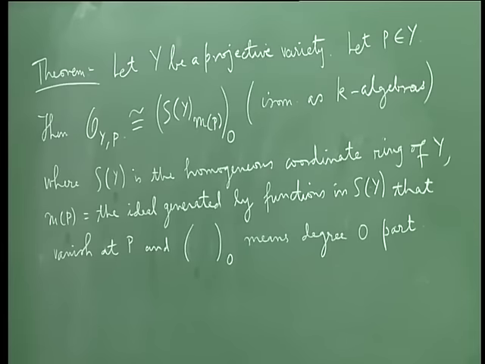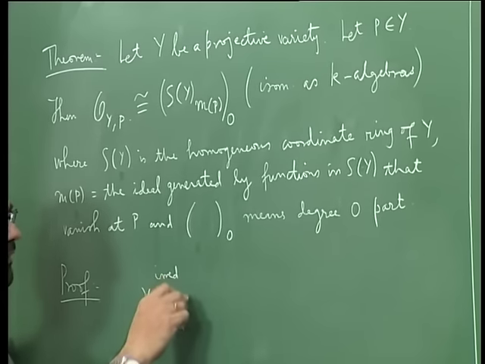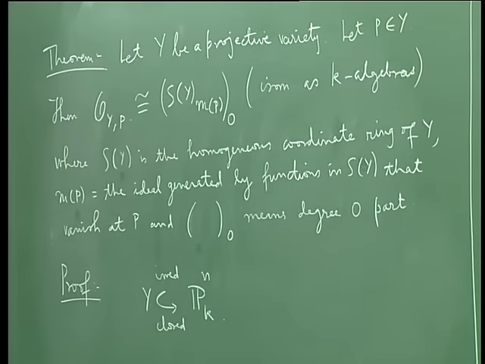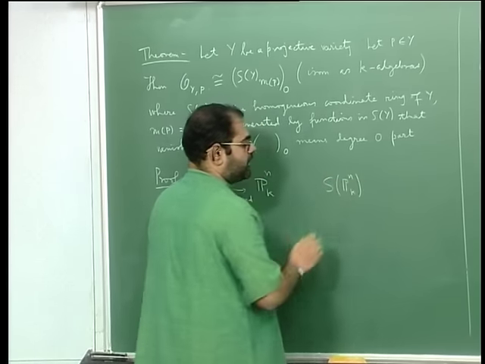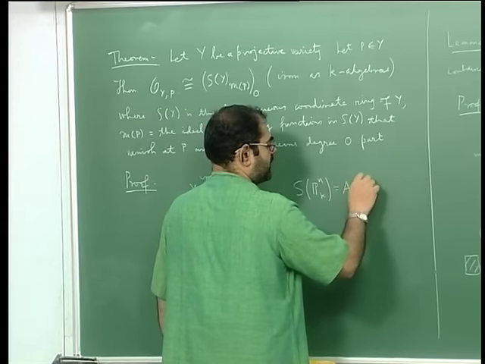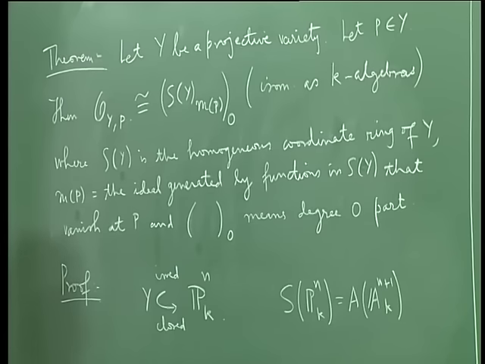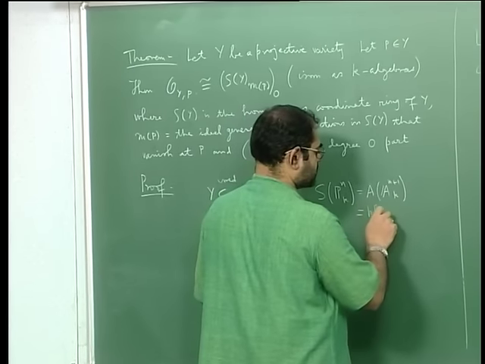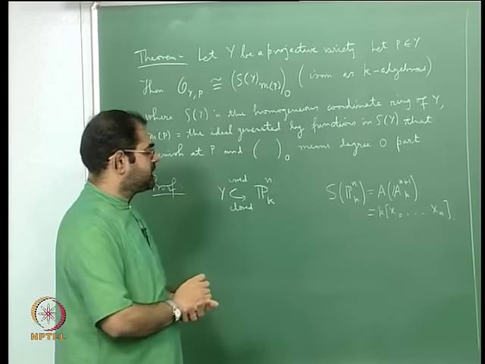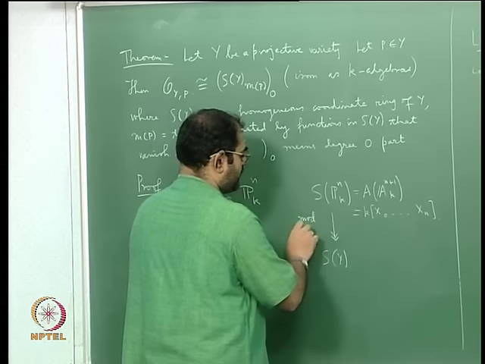Okay, so let me explain this. The situation is you have Y sitting inside as an irreducible closed subset of projective space. Then of course you have the homogeneous coordinate ring of the projective space, which is the same as the affine coordinate ring of the affine space above, of which the projective space is a quotient, of course a punctured affine space. This is going to be k[x_0, ..., x_n], a polynomial ring in n plus 1 variables, and the homogeneous coordinate ring of Y is just the quotient of this by the ideal of Y.